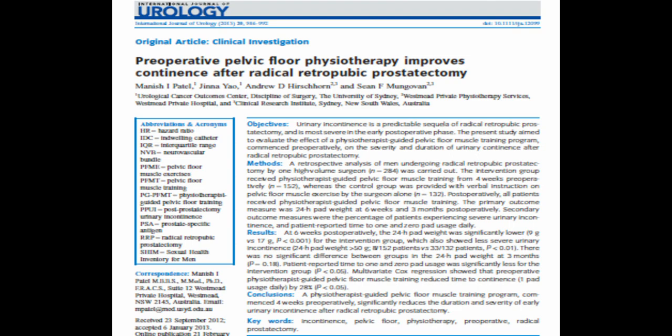So there was one study, preoperative pelvic floor exercise physiotherapy improves the continence after radical retropubic prostatectomy. So they have concluded that a physiotherapist guided pelvic floor muscle training program commenced 4 weeks preoperatively significantly reduces the duration and severity of early urinary incontinence after radical retropubic prostatectomy. So according to this article, physiotherapy exercise should be started as early as 4 weeks preoperatively.